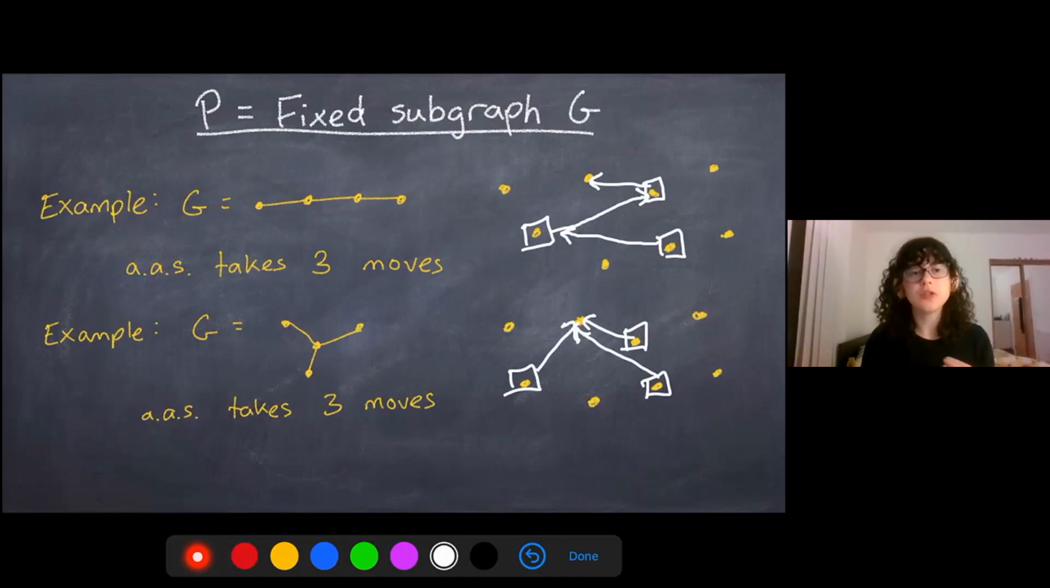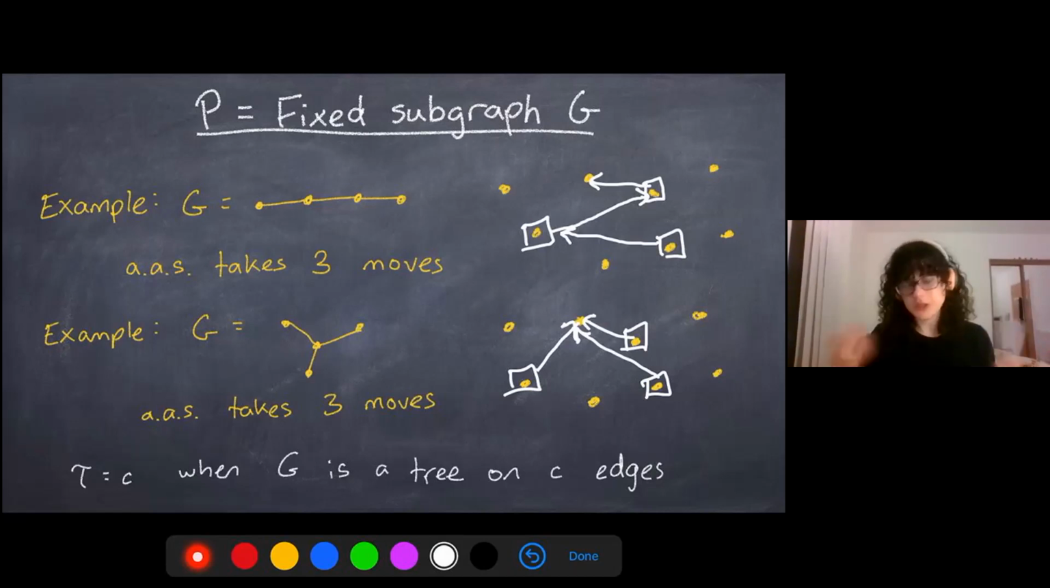So you just order your vertices such that every new vertex, when it was added, is a leaf. And then to add in the edges one by one, whenever the random process gives you a vertex that hasn't been seen so far, you add it in the appropriate way to extend your tree to the new leaf. So if we have a tree on C edges, then asymptotically almost surely we just take C moves and the threshold is C.